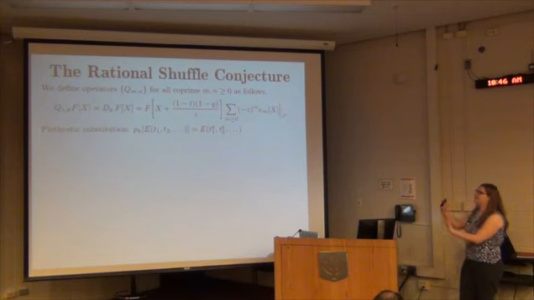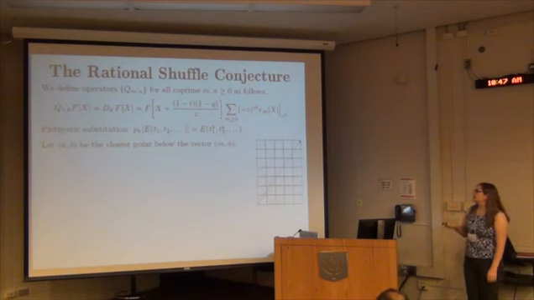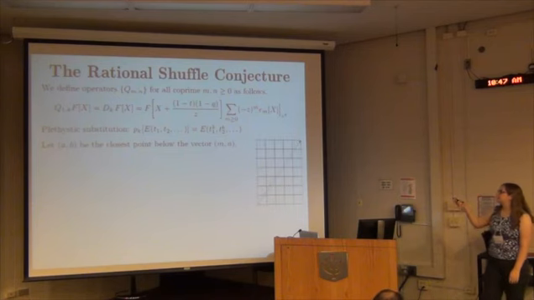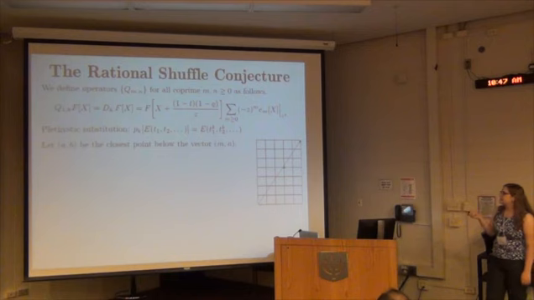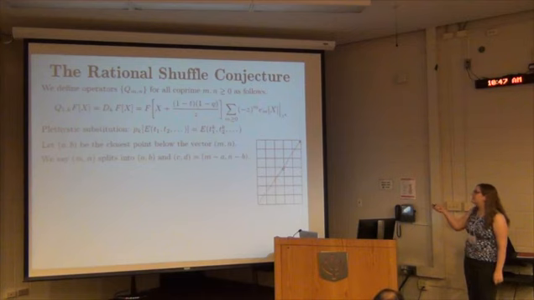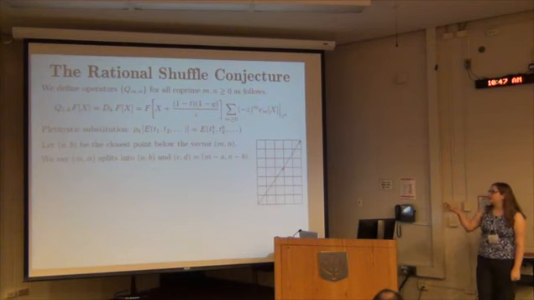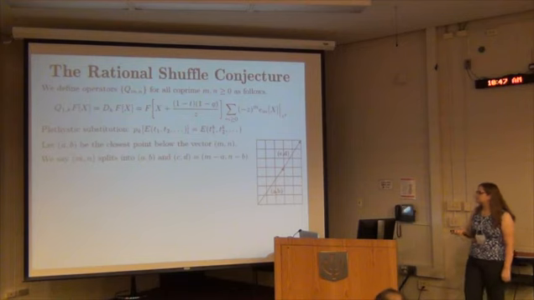So very quickly, that's the definition of the base case. And then how do we induct? Well, I'm going to take the vector (m, n), and I'm going to look for the closest point below it. So in this example here, m and n are 5 and 7. The closest point is here at (3, 4). And so I say that (5, 7) splits into (3, 4) and (2, 3), and I call each of those vectors (a, b) and (c, d), respectively.